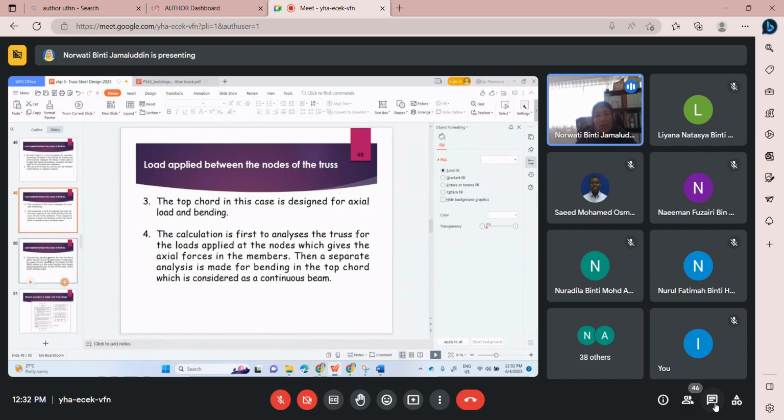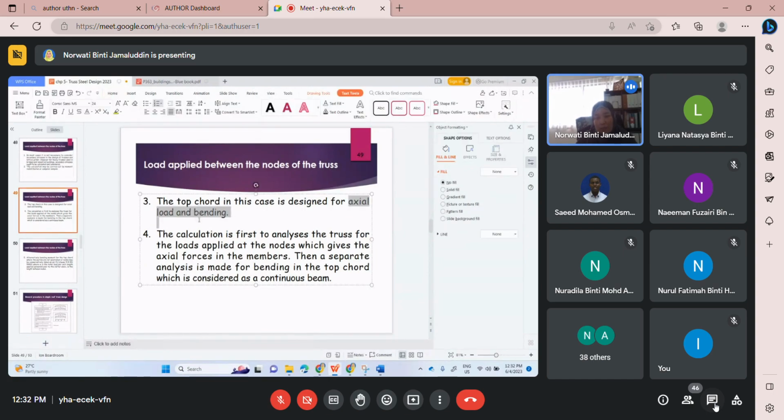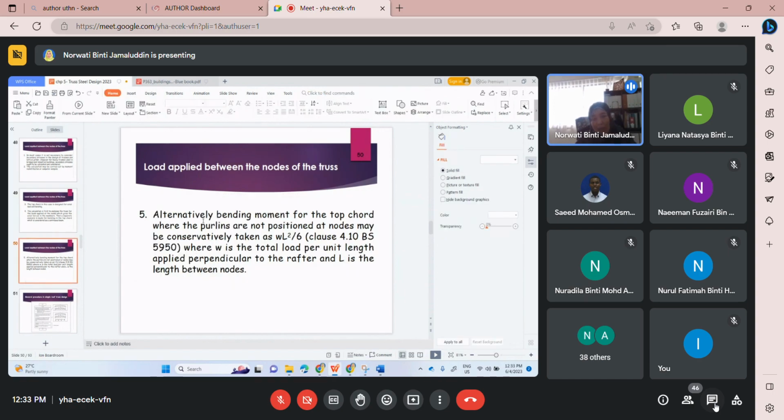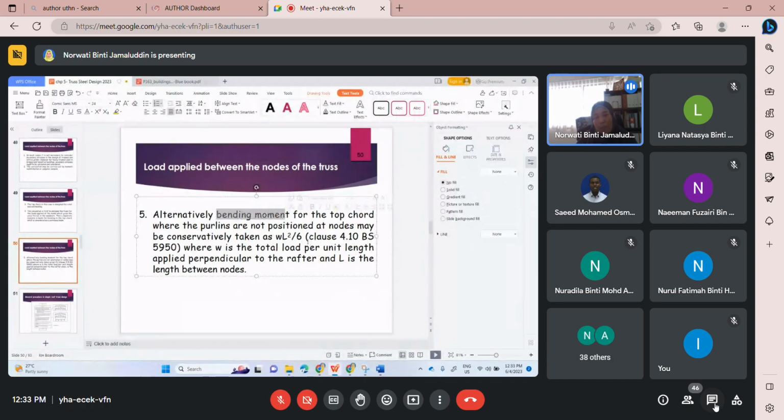Okay. You can get axial force based on those three methods: section, cut section, joint resolution, or diagram. But for bending, you need to calculate. But we have an alternative method where you can calculate the bending moment based on this conservative approach. Just take WL power of 2 divided by 6.